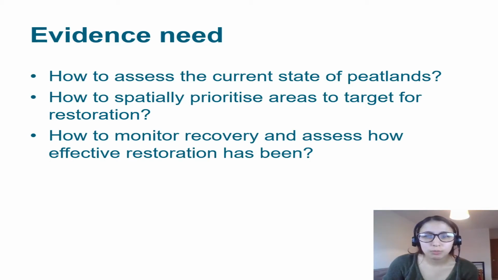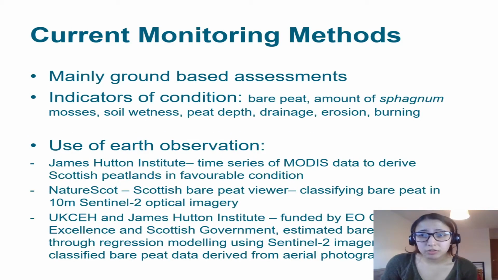So far, current methods for assessing condition have relied on experts in the field conducting ground-based assessments. So this often involves surveying for indicators of condition, such as looking at areas of bare unvegetated peat, the amount of sphagnum moss cover, and the wetness of peat soils. So this can be time-consuming, expensive, and often restricted, particularly up in remote upland areas. So this is where EO can provide a cost-effective means for aiding assessments.